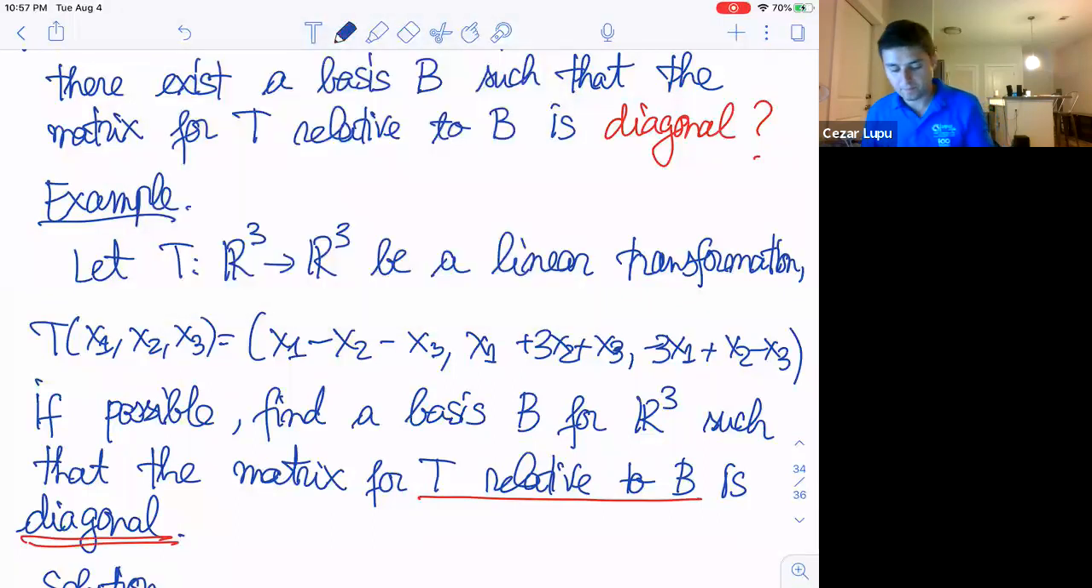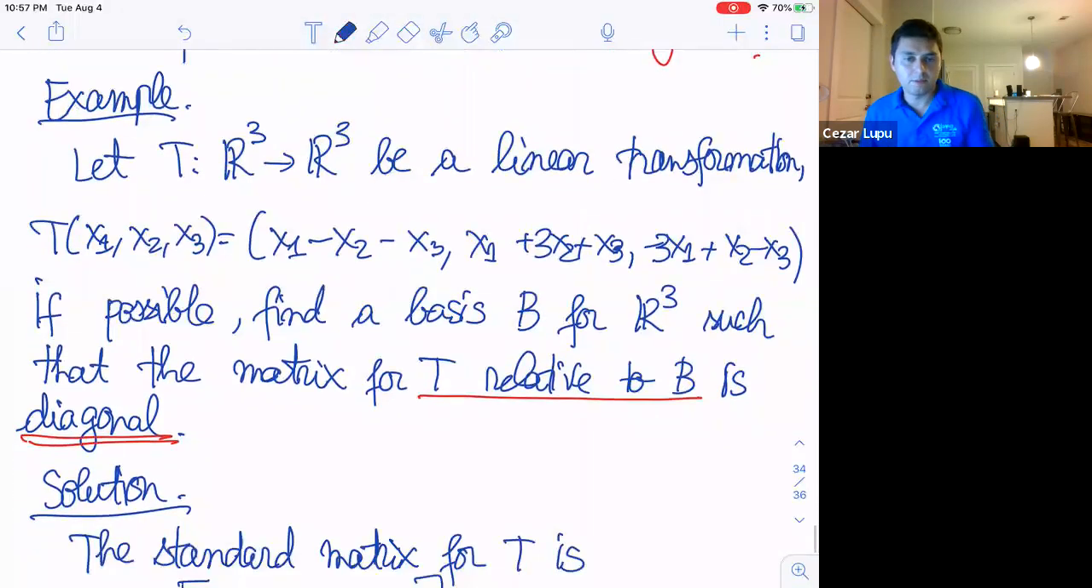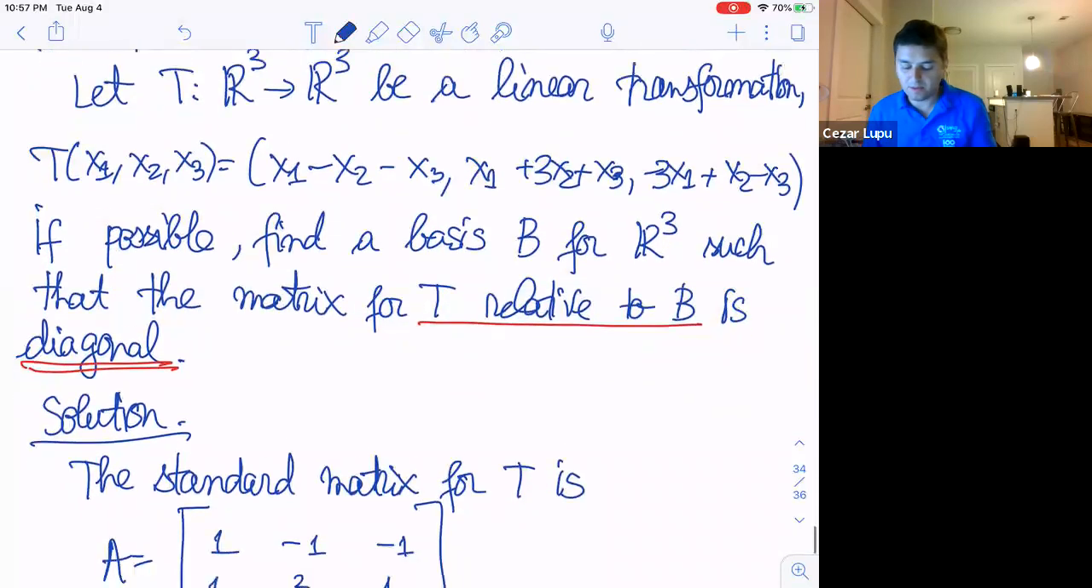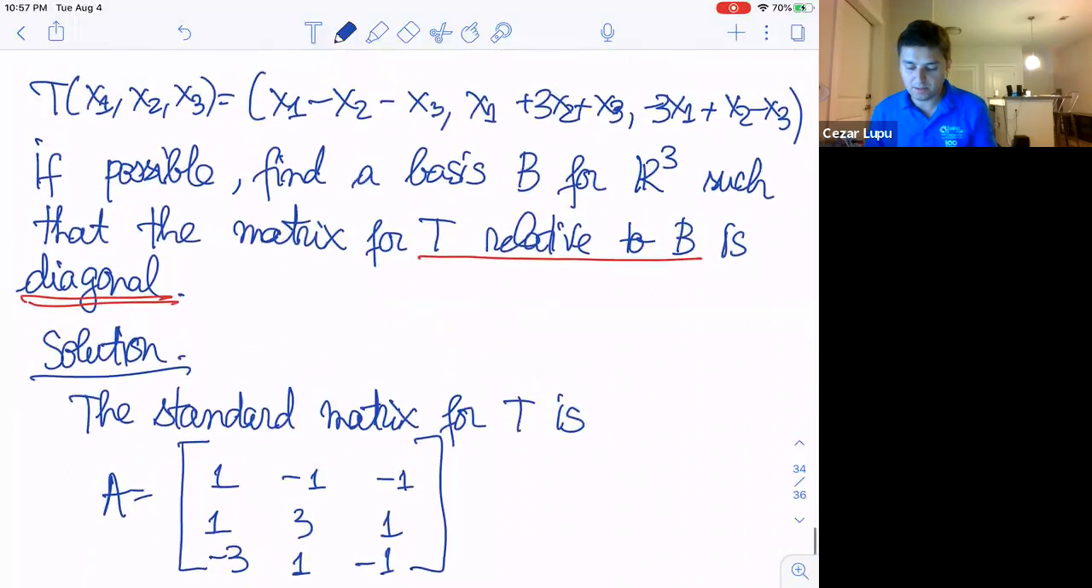Okay. Well, we usually write a standard matrix for the linear transformation T, which is given by this. You just look at the coefficients of the linear transformation, and you put them as rows of the matrix A. So that's how we write the standard matrix. It's 1, -1, -1. Then the second row is 1, 3, 1. And the last row, the third row, the elements are -3, 1, and -1.